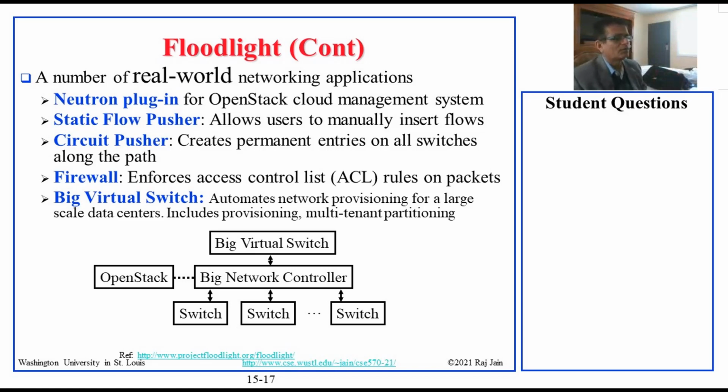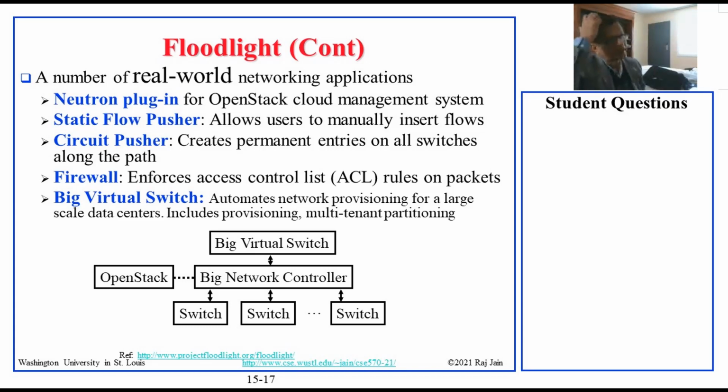A static flow pusher allows you to not only compute the path, but you can just say, okay, I want everything going from A to B by this path. Circuit pusher, again the same thing, permanent entries in all the switches, firewalls, and a Big Virtual Switch. And you can create a big switch out of many small switches. So all of these features are of Floodlight.